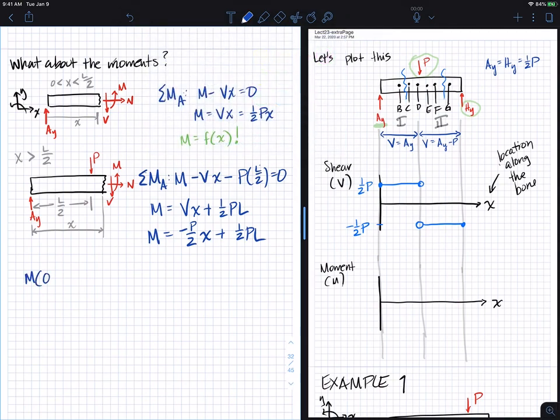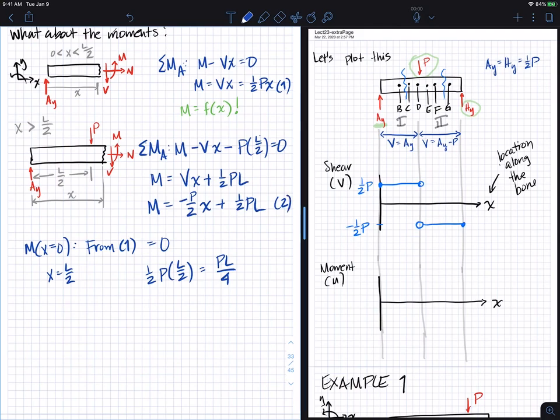For example, when x equals 0, to be super clear, we're going to use that top equation. Let's call that equation 1. So from 1, we know that at x equals 0, the moment should be 0. And at x equals L over 2, also from 1, we can see that it's going to be 1/2 P times L over 2, so therefore it's going to be PL over 4. I'll get the exact same thing if I use equation 2. From 2, I can see that I would get minus P over 2 times L over 2 plus PL over 2. So this is now going to be minus PL over 4 plus 2PL over 4 equals PL over 4. So hopefully I've proven that math to you.